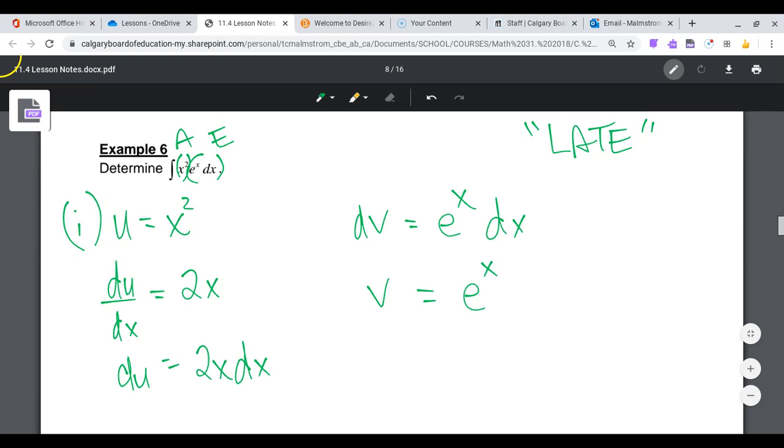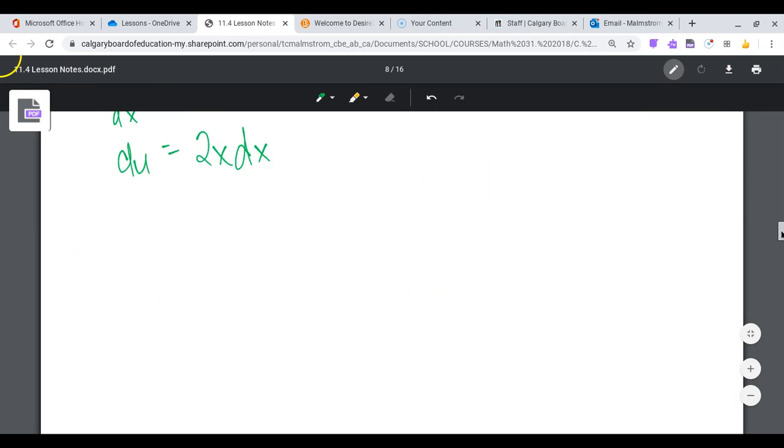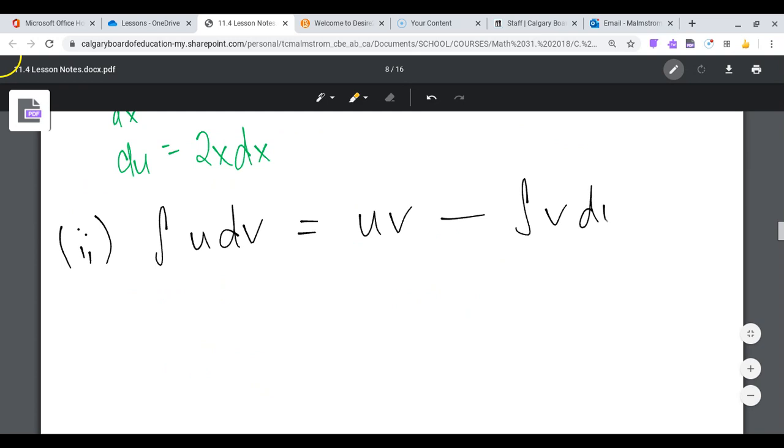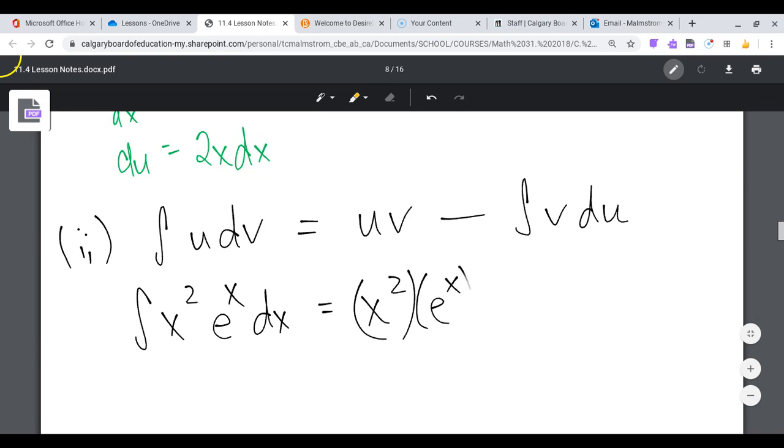Now we're going to put this into our formula, if it'll let me scroll. Okay, step two. The integral of u dv is equal to uv minus the integral of v du. So we are doing x squared e to the x dx is equal to u, which is x squared, multiplied by v, which is e to the x, minus the integral of v, which is e to the x, du is 2x dx.